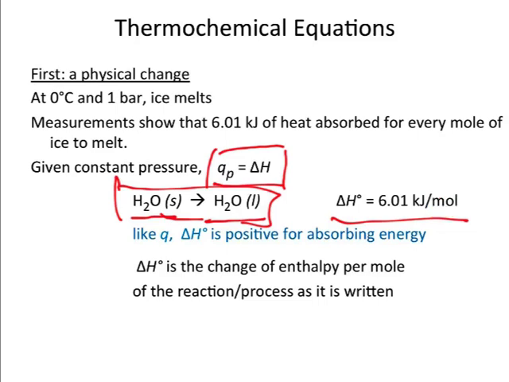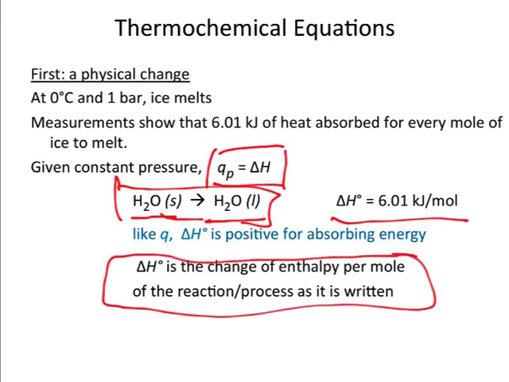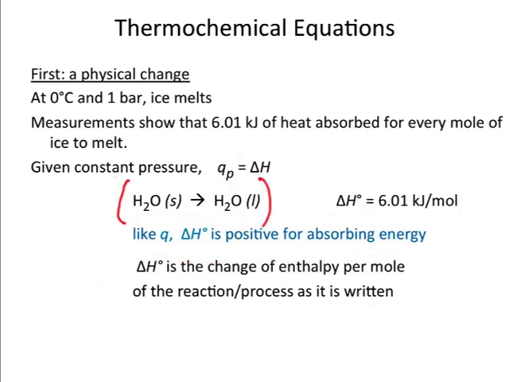So the per mole part here is important. It says per mole of the reaction as written, you'll get 6.01 kilojoules of heat absorbed because it's the positive number. So like Q, delta H is positive if energy is absorbed, and for ice to melt it needs to absorb energy from the room. Now if it's the other way around, if it's an exothermic process, then delta H is negative, just like Q. So what this means is, if you take the entire reaction here and multiply this by 1 mole, then that is the amount that we refer to when we say a mole of the reaction or process as it's written.